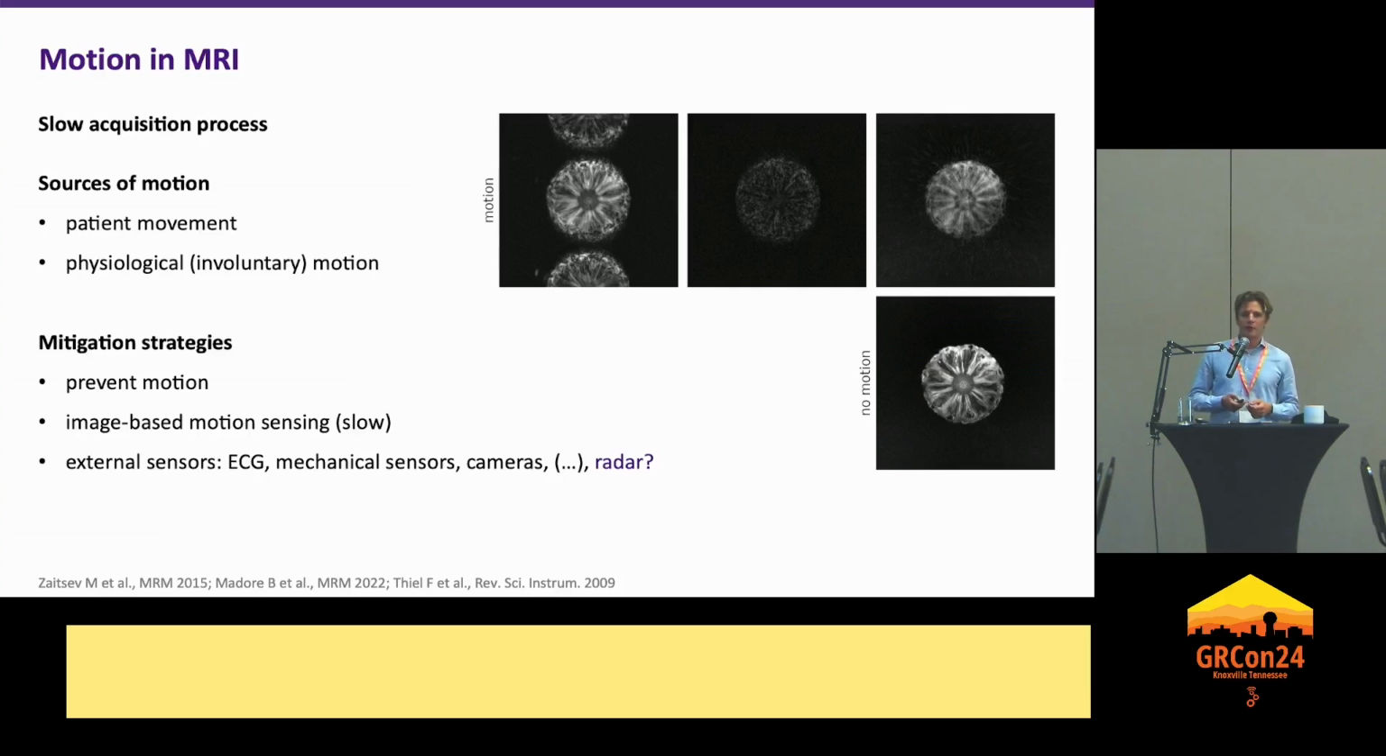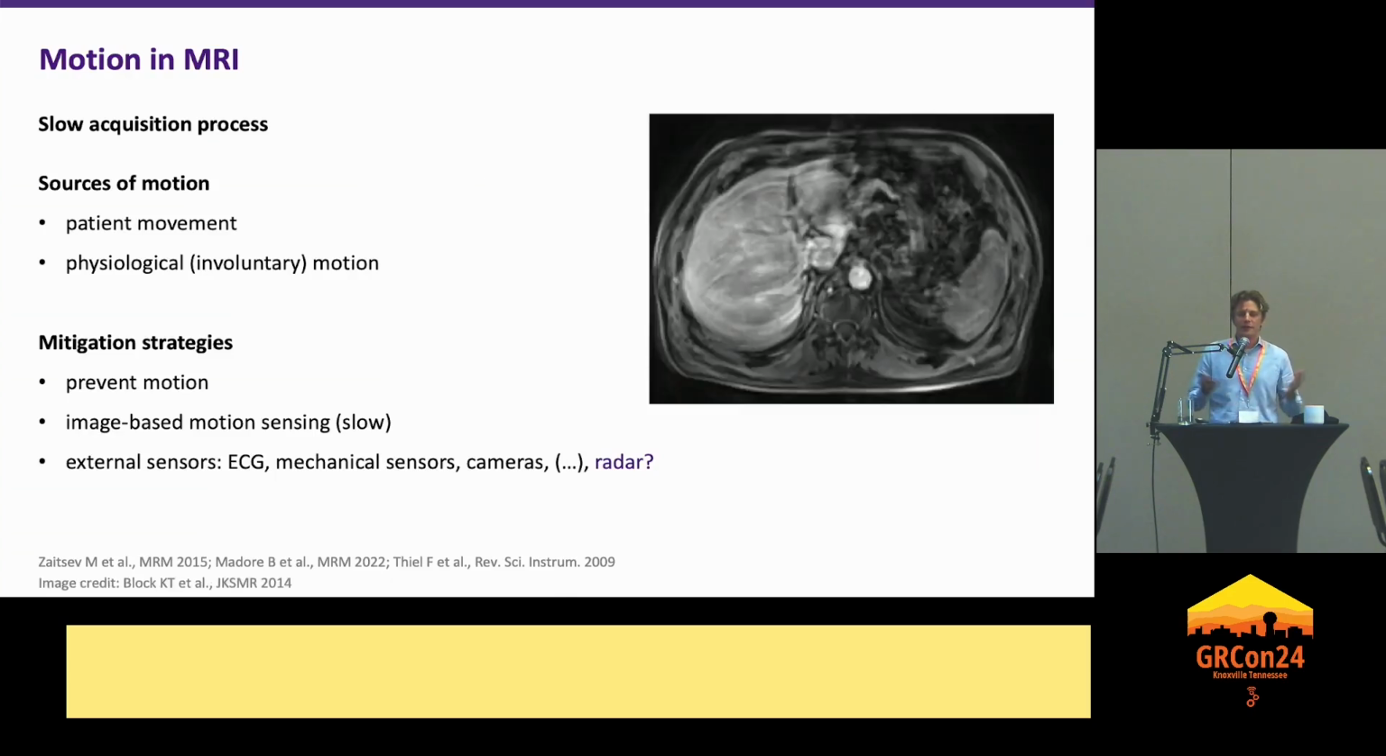And if you now think about the patient who's alive, there's so much going on. Blood is flowing, the patient is breathing, maybe the patient is shuffling around. So there's a lot going on. And this problem is as old as MRI itself. People came up with many clever strategies to work around it.